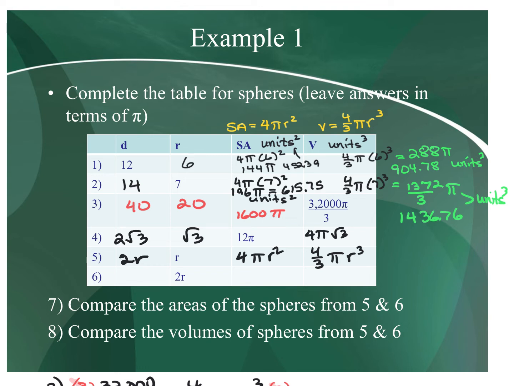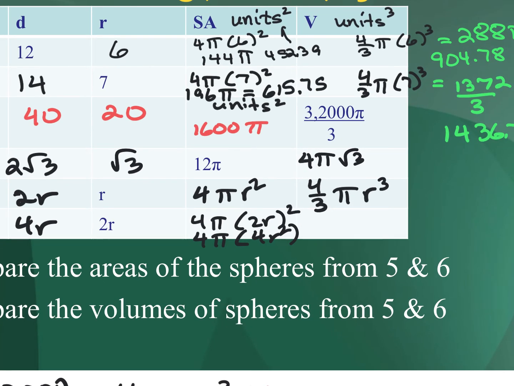Then for the last one, we're going to double the radius, so this becomes 2r. And then when I plug it into the formula, 4 pi (2r) squared, this becomes 4 pi times 4r squared. And then when I multiply this, I end up getting 16 pi r squared is the surface area.